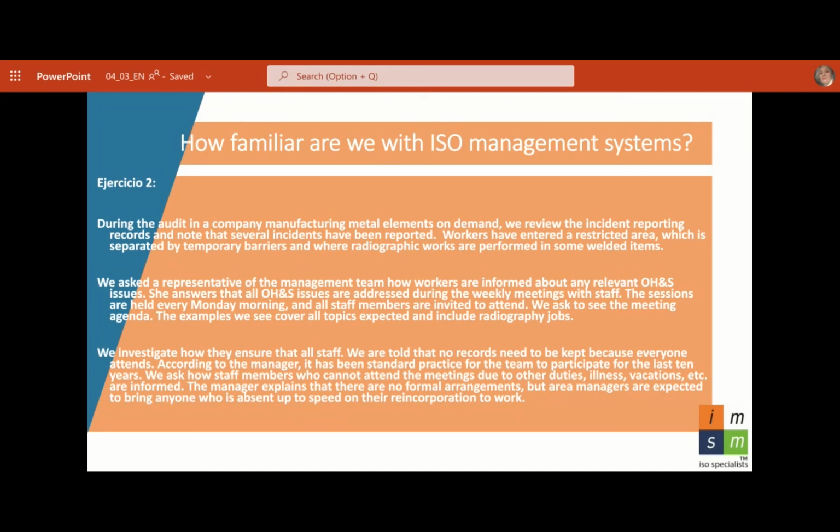So this is because ISO management system standards require some information to be documented. And in this case, in the final paragraph, we see that there is no practice of documenting information which is required to be identified and documented.